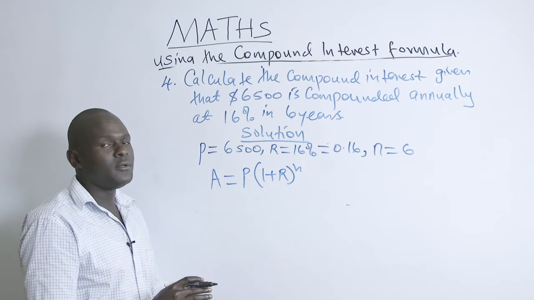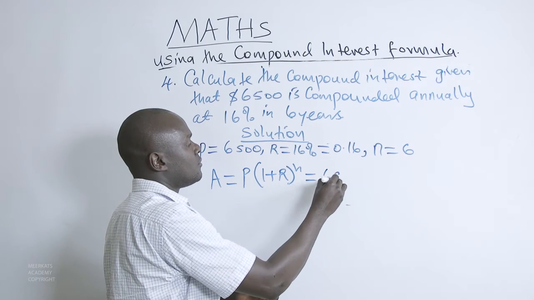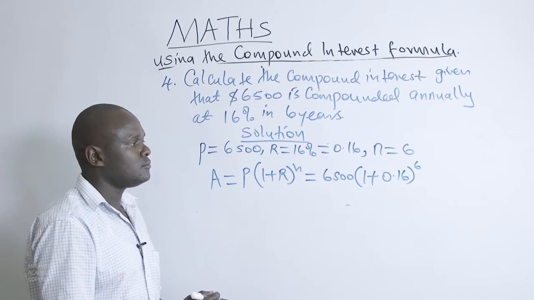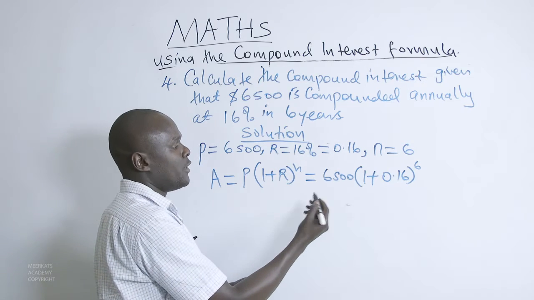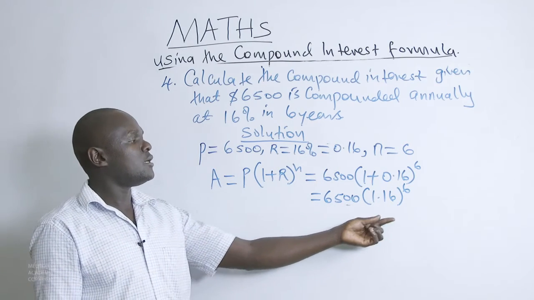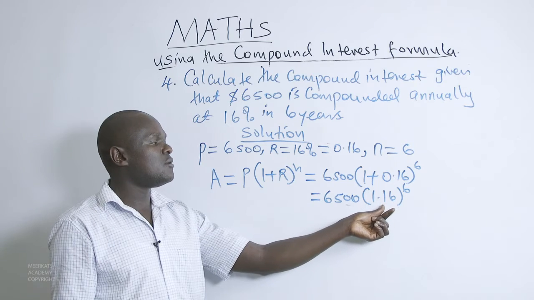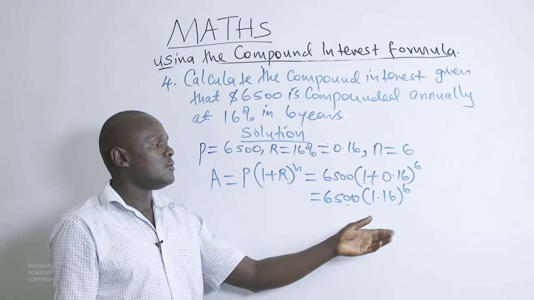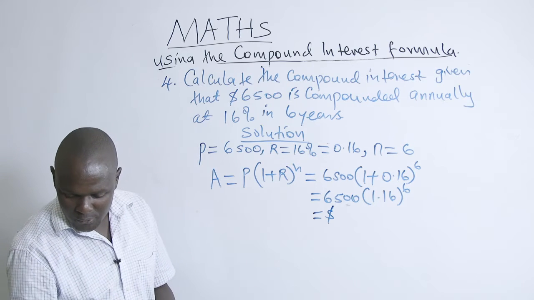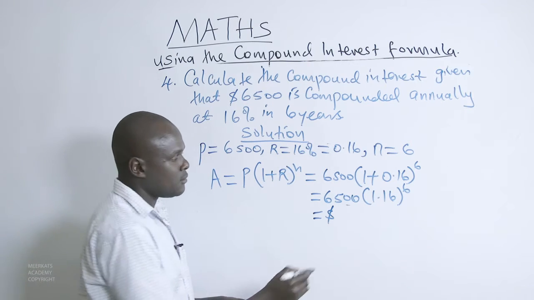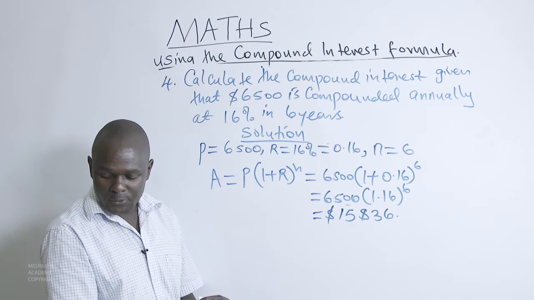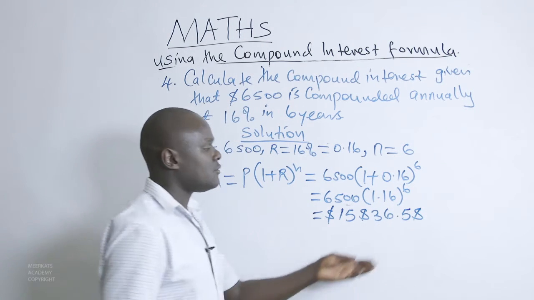After writing the compound interest formula, we substitute in the values. After substituting in the values, we simplify, we evaluate the same. At this particular point, we cannot calculate manually. This means we have 1.16 times 1.16, 6 times. That is why we need to use a calculator. And if we do that, this will give us an amount to the tune of 15,836.58. This is rounded off to the nearest dollar.